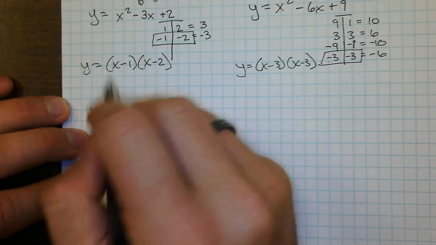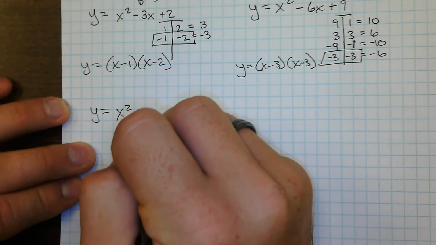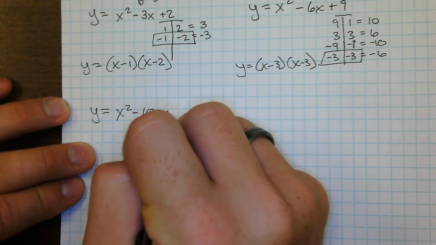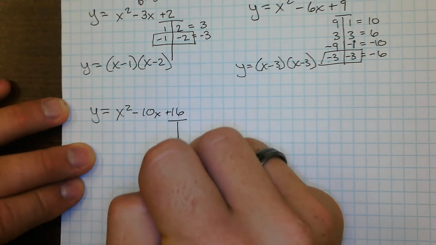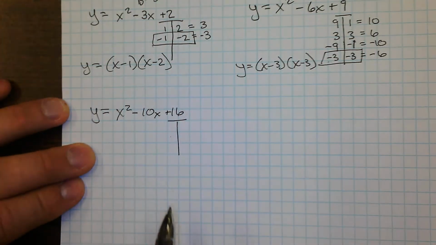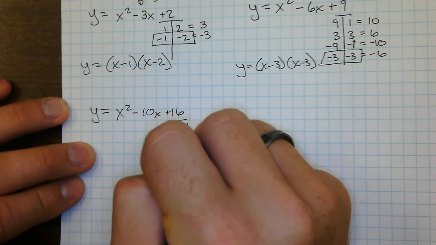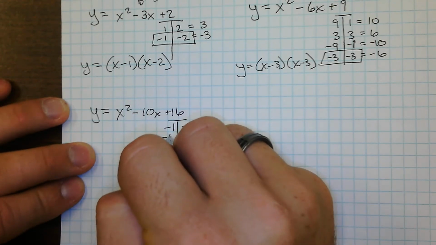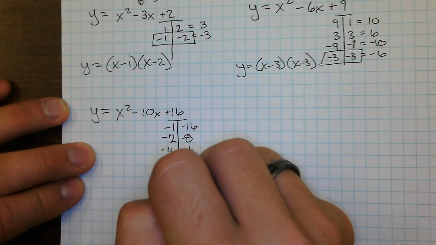Now we can also do y equals x squared minus 10x plus 16. We need factors of 16 that add up to -10, so we're going to look for negative factors. -1 and -16, -2 and -8, -4 and -4.